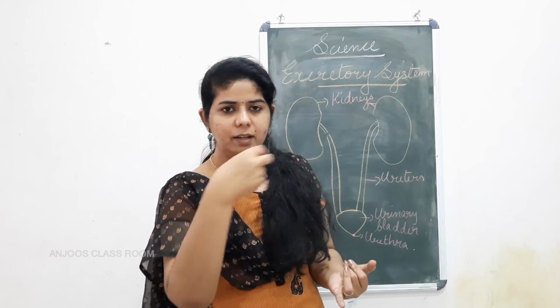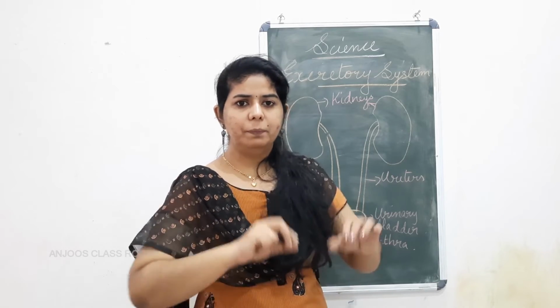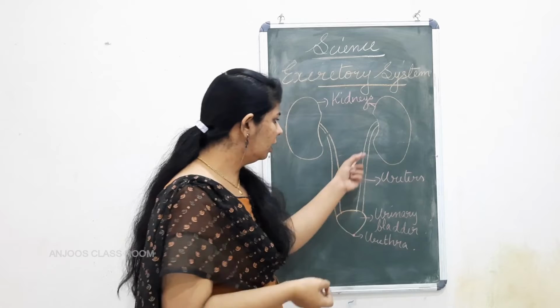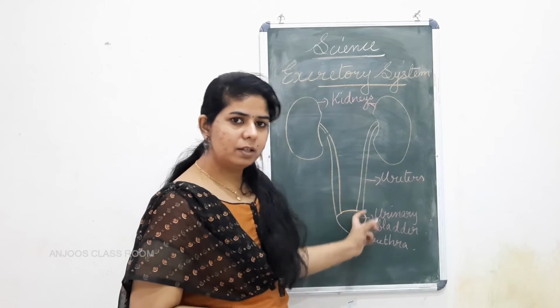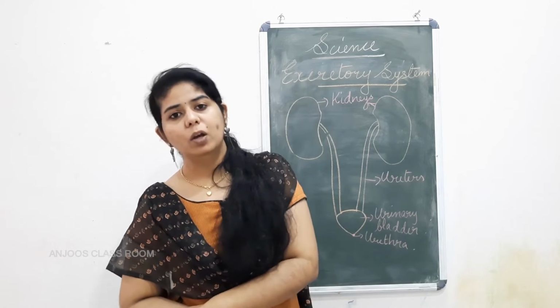The blood takes the liquid waste and gives it to the kidneys, and the kidneys work to purify it. The waste then goes to the ureters, and the ureters carry it to the urinary bladder, and from the urinary bladder it is given out with the help of the urethra.